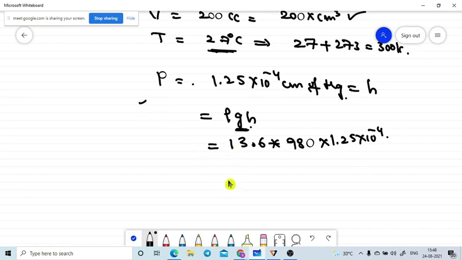Yes sir, yes. So we can use this one. You can directly substitute all the values, you will get the value.